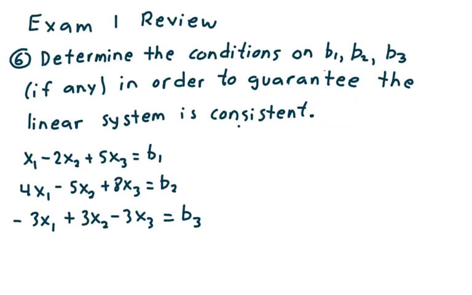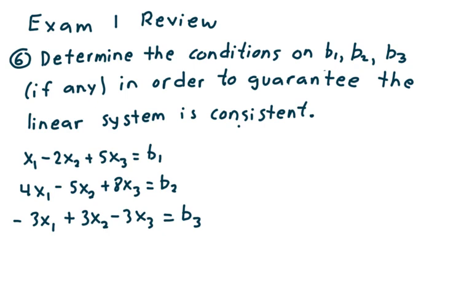This is a video from the Exam 1 review in my linear algebra class. Let's take a look at number 6. Determine the conditions on B1, B2, and B3, if any, in order to guarantee the linear system is consistent.